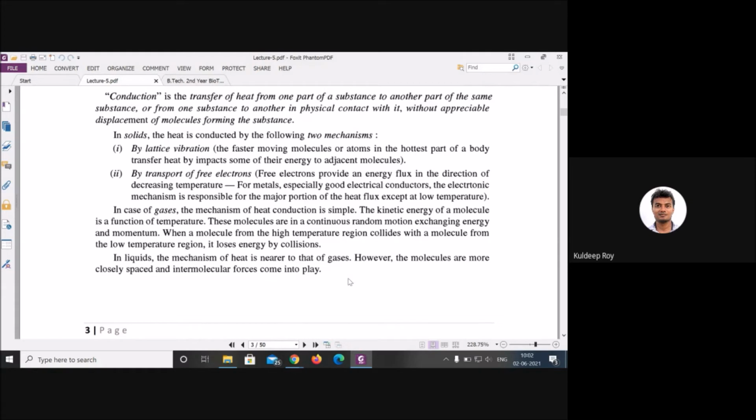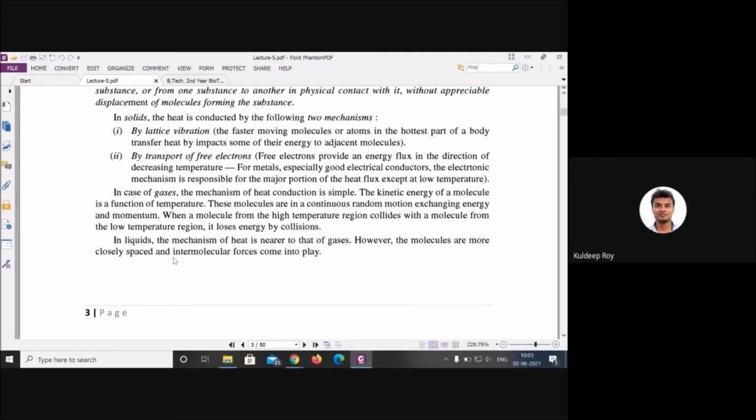These molecules are in continuous random motion, exchanging energy and movement. This is in random position. But in a solid, in any kind of sheet or slab, the position will be fixed, but heat will be transferred through electron transfer and lattice vibration. In a liquid, the mechanism of heat transfer will be the same, but here the molecules will be in a compact manner. I think you have got how the conduction will occur in gas, liquid and solid.